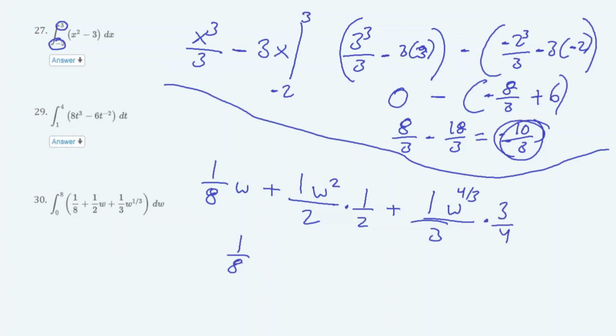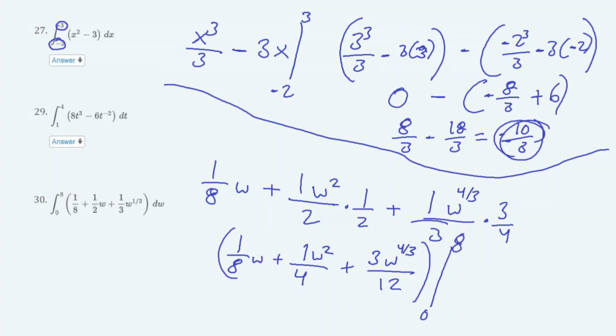So we'll have 1 over 8 w plus 1 over 4 w squared plus 3w to the 4/3 power over 12. And we could also just simplify that to 1 over 4. But we're going to integrate this from 0 to 8. So now we're just going to plug in 8 and 0.